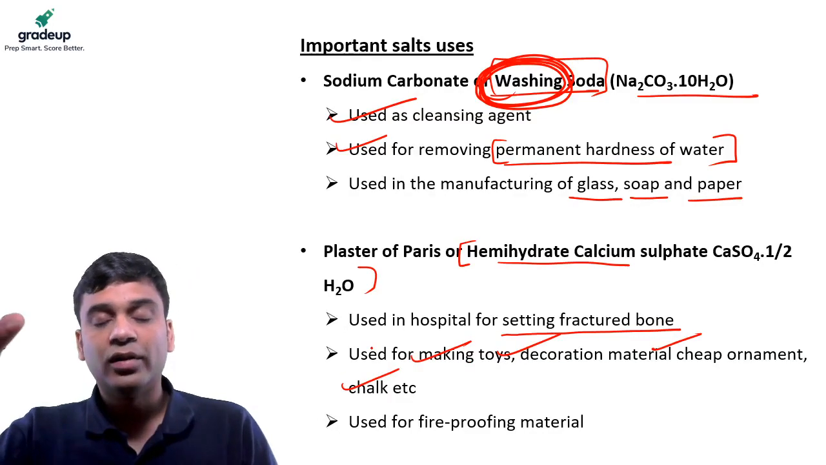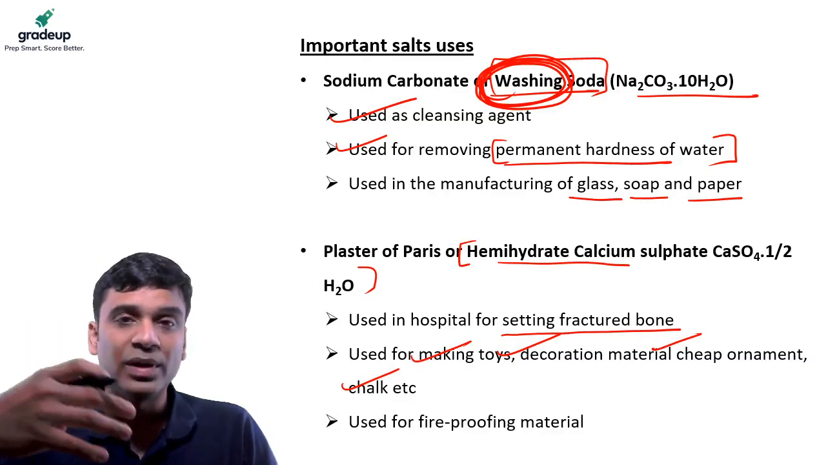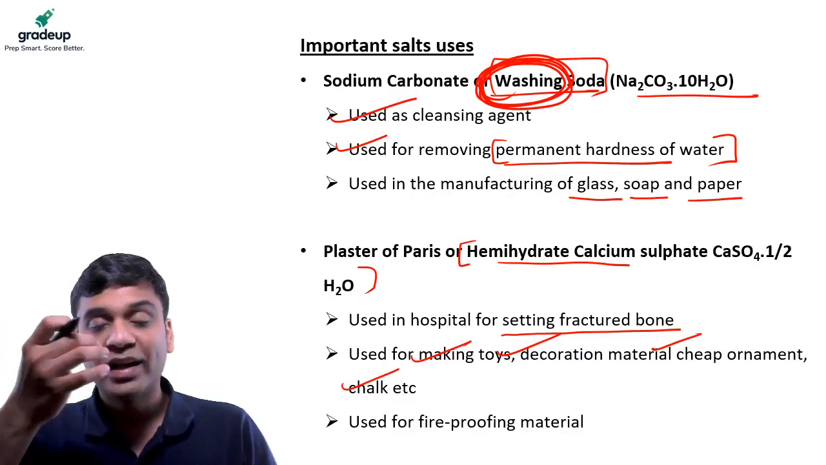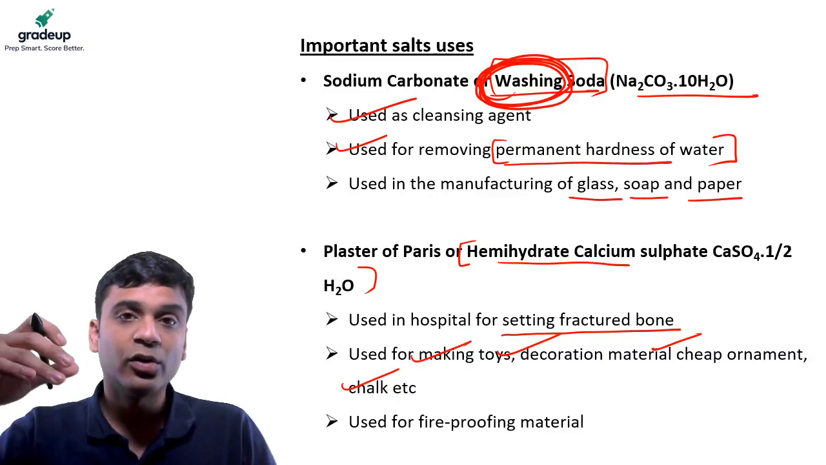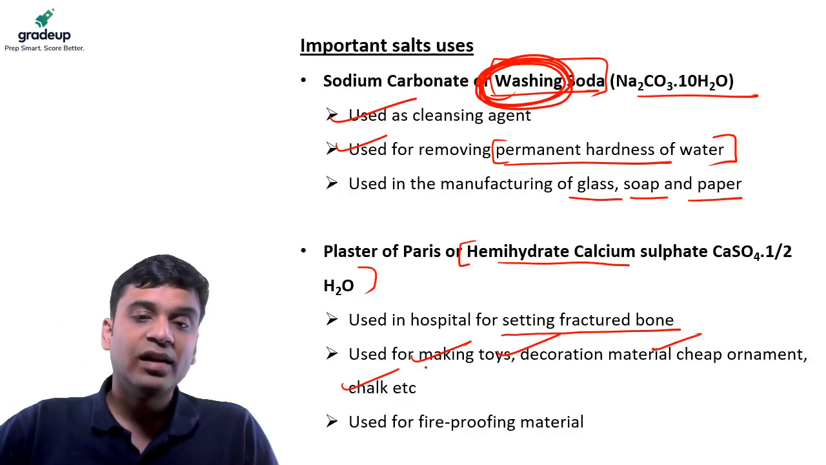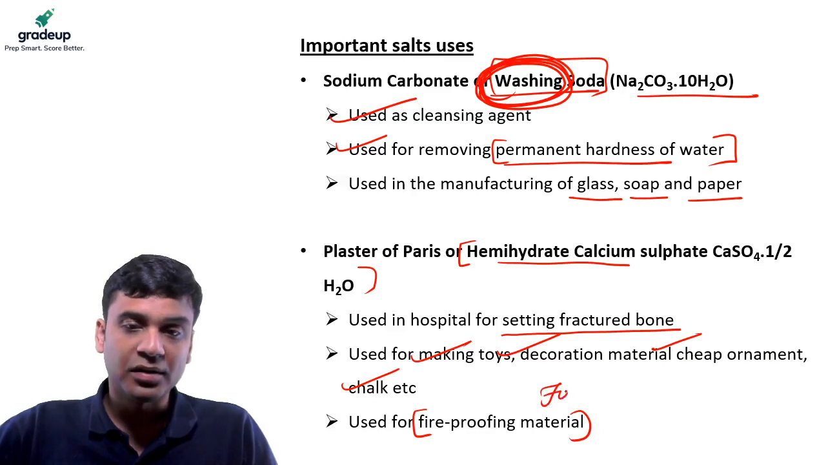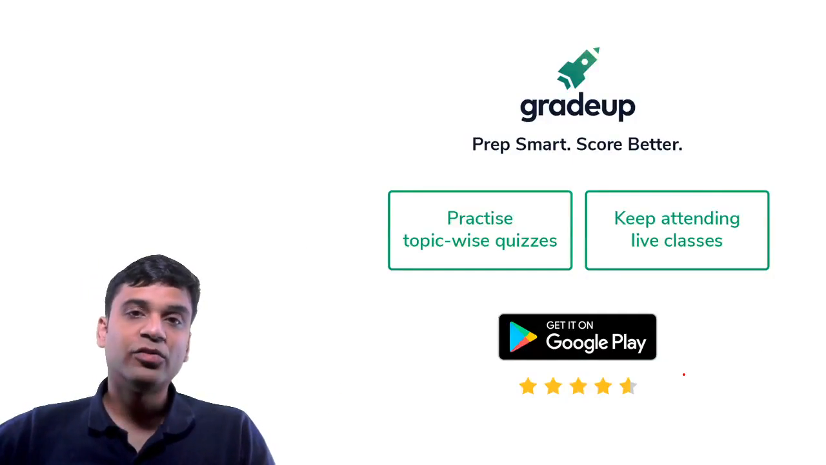The idols made during Ganesh Puja, Ganesh Utsav, or Durga Puja idols, at that time they use plaster of Paris. That's all made of plaster of Paris, this hemihydrate of calcium sulfate. And it's also used as a fire-proofing material because it's actually a famous fire retardant. Okay, that is about plaster of Paris.